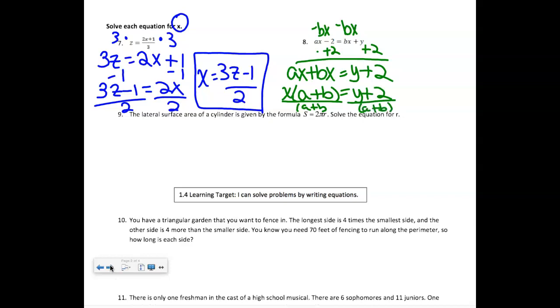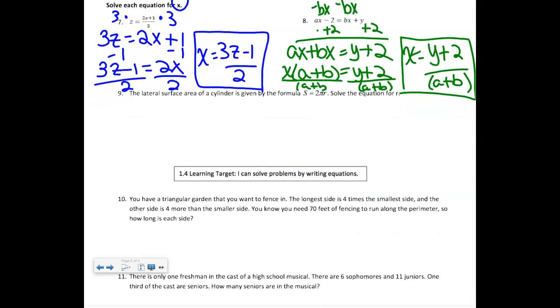Okay. On that left side, our x is now on its own. And on this right side, I have an a and a b and a y and a 2. So really, I can't do anything on that side. So this is our answer. Okay. Some of you, I've done that problem for you on basically every single homework assignment, so make sure you're studying that.